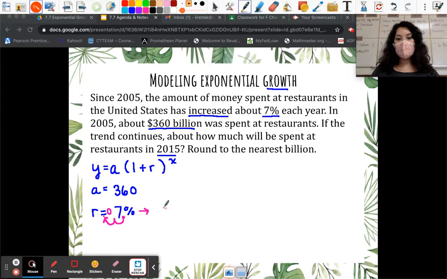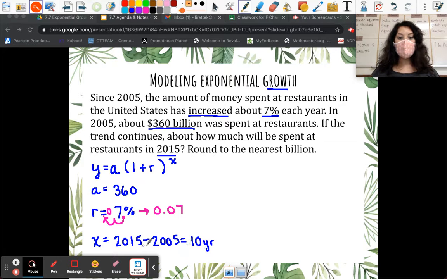This changes this percent to the decimal 0.07. And the next thing that I need is the number of intervals that I have, which in this case are year intervals. Well, if my starting year was 2005 and we're ending at 2015, I need to calculate how many years have passed. I can do that by just subtracting. If I take the difference of the years, that's going to tell me that 10 years have passed.